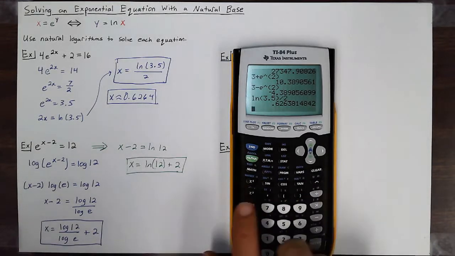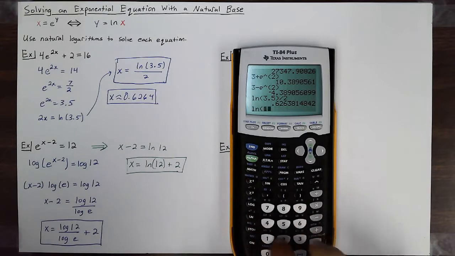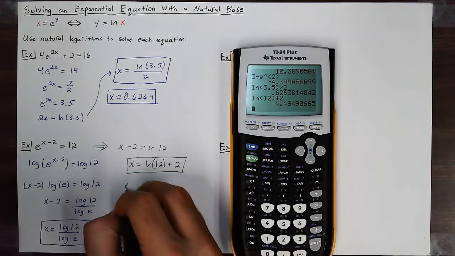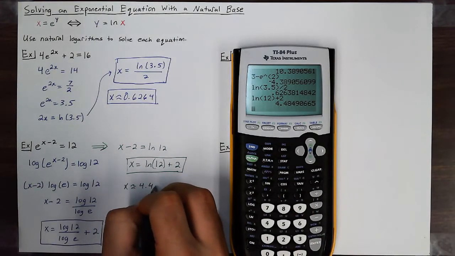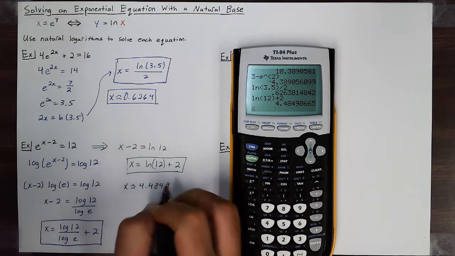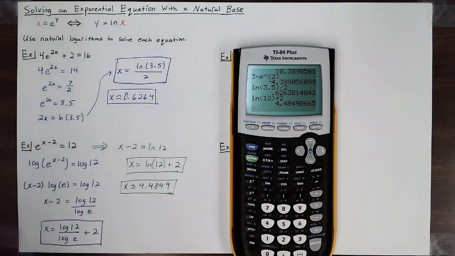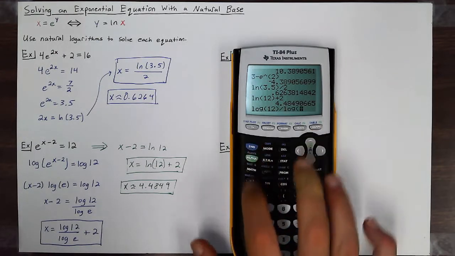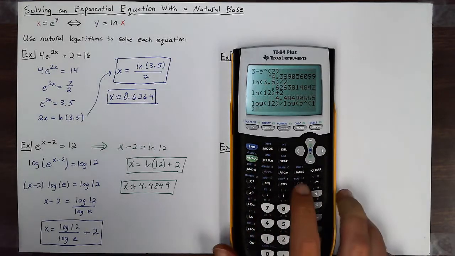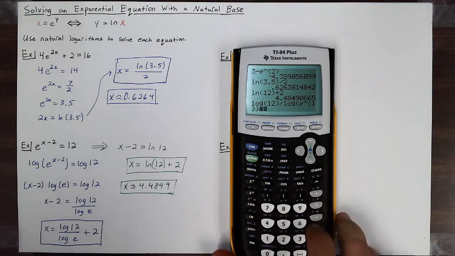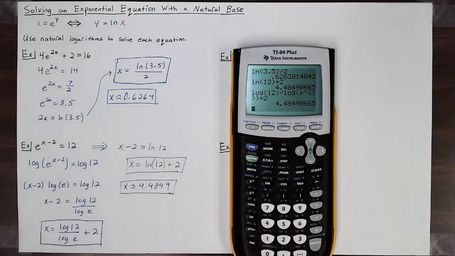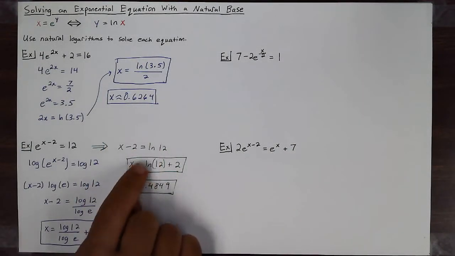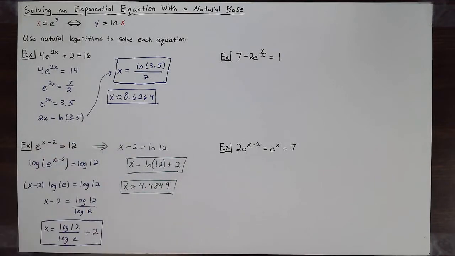And just to show you that both of these solutions give you the same thing, if I did natural log of 12 plus 2, I get approximately 4.4849. And if I did it the other way, log of 12 divided by log of e. I'm going to put it to the first power, so it's just e. And then plus 2, you would get the same exact number either way. So solve it the way you would prefer, but I suggest always switching to the natural log form if you can, because typically it's a quicker solve.